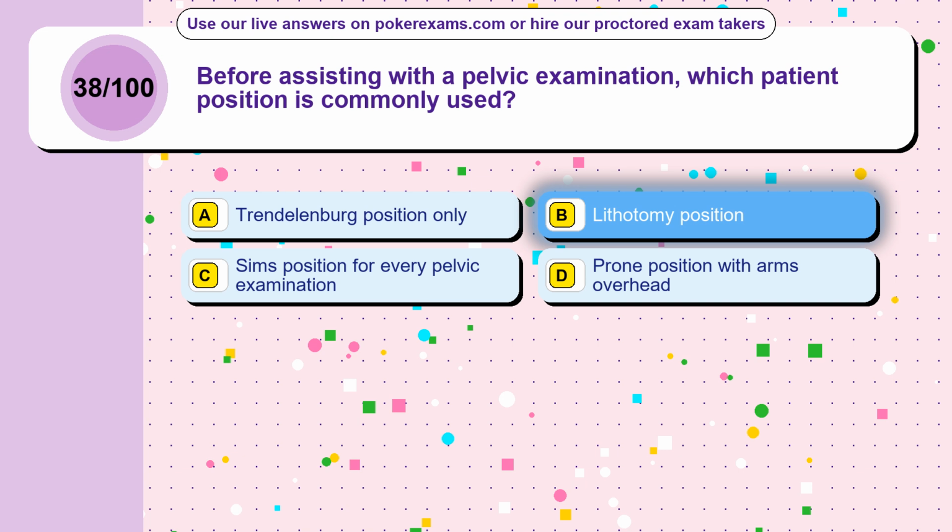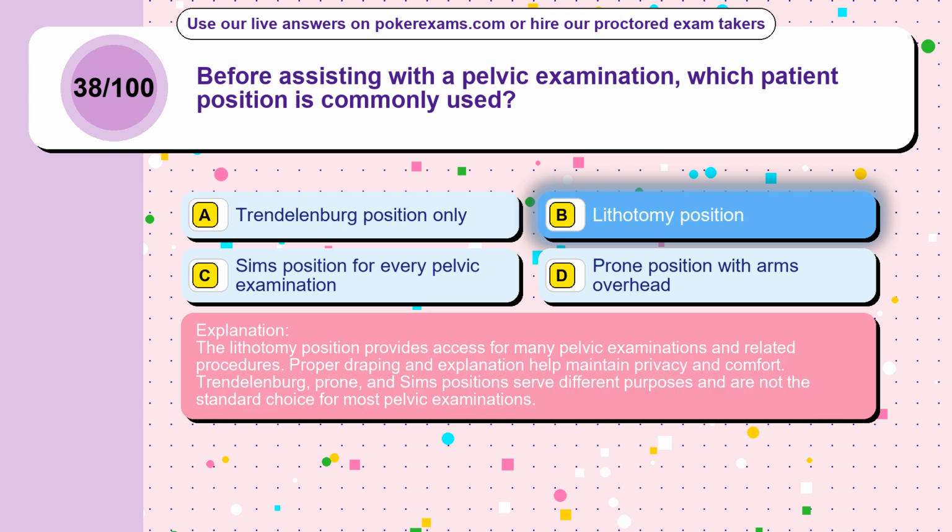The correct answer is option B. Lithotomy position. The lithotomy position provides access for many pelvic examinations and related procedures. Proper draping and explanation help maintain privacy and comfort. Trendelenburg, prone, and Sims positions serve different purposes and are not the standard choice for most pelvic examinations.